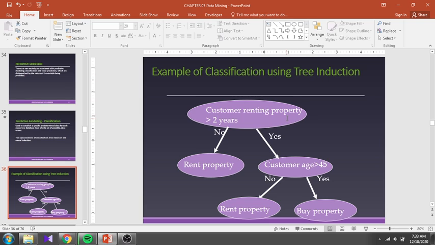This is an example of classification using tree induction. Why do they call it a tree? Because it has branches. For this customer renting property for 2 years, is it yes or no? If no, they are going to rent the property. If yes, there is another condition on the customer's age: are they more than 45 years old? If no, rent the property. If yes, they are going to buy the property. This is an example using tree induction.